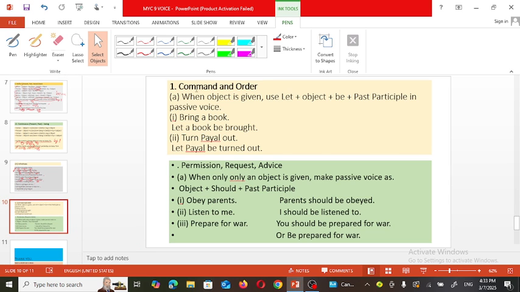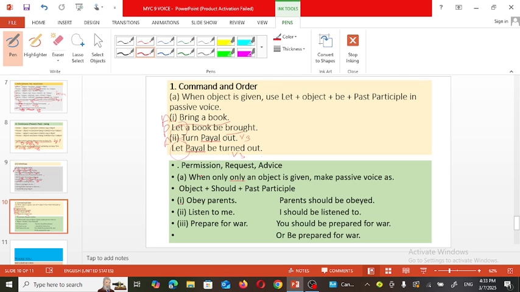Now, see when sentences are commands or orders, how we can make changes to bring the sentence from active voice to passive voice. See the sentence, bring a book. It is an order in active voice. When we want to change it into passive, let a book be brought. See another example. In active voice, turn pile out. Let pile be turned out. The verb's third form is used, brought or turned out, and the sentence starts with the word let.